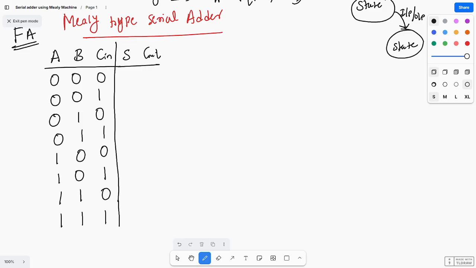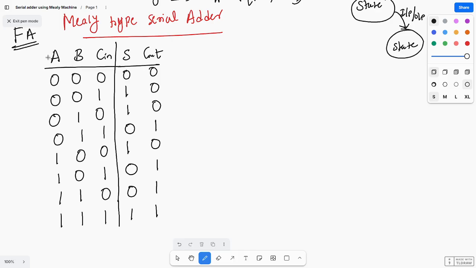So when it is 0 plus 0 plus 0, sum 0 carry 0, and here sum 1 carry 0, here sum 1 carry 0, and here sum 0 carry 1. This we already saw in the full adder circuit. Then sum 1 carry 0, sum 0 carry 1, sum 0 carry 1, and sum 1 carry 1.